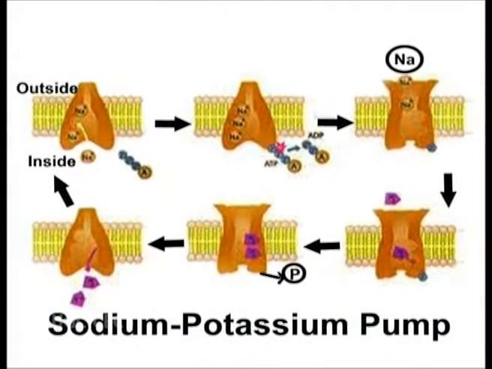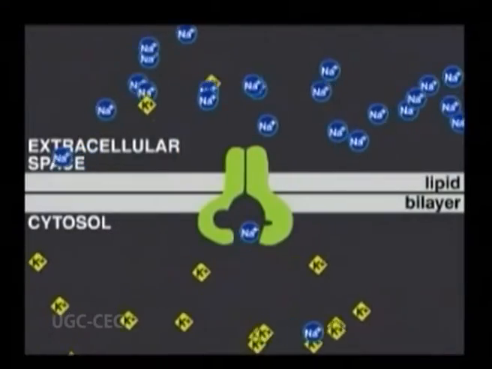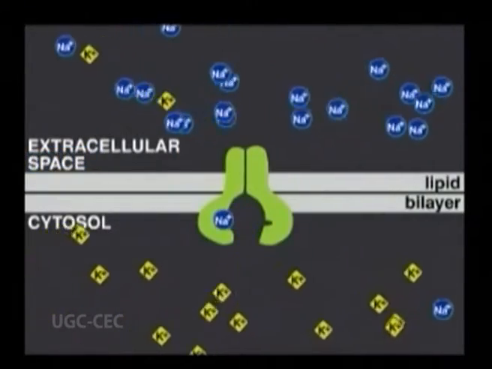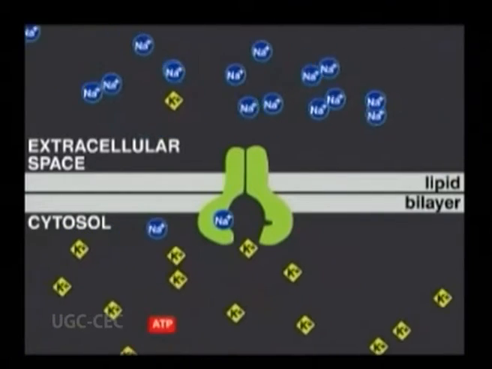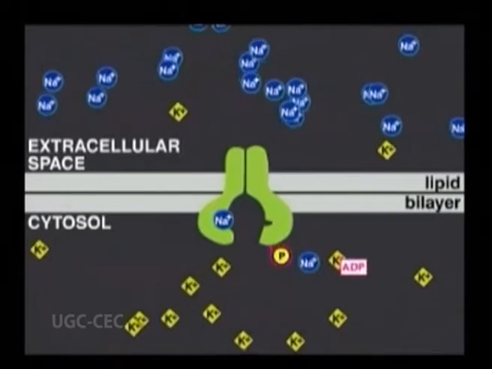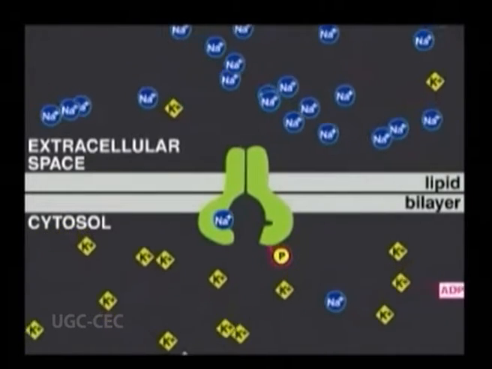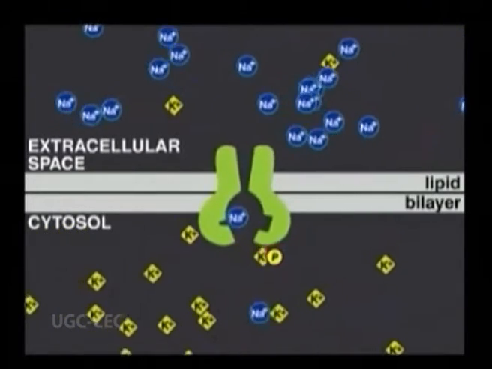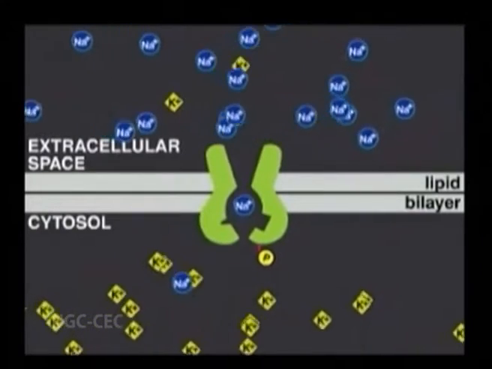The sodium potassium pump. 3 sodium ions from inside the cell first bind to the transport protein. Then a phosphate group is transferred from ATP to the transport protein, causing it to change shape and release the sodium ions outside the cell.